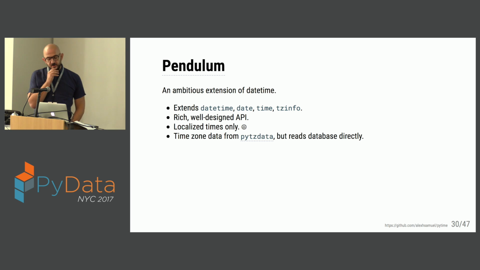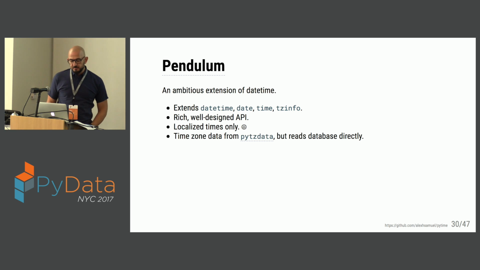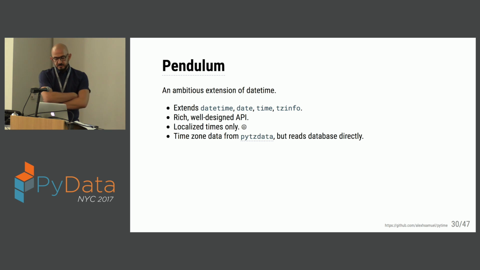And then the third derivative of datetime I want to talk about is called Pendulum, which is a very ambitious extension. It not only extends datetime, but there is an extension of the time class, an extension of the date class, and of tzinfo and timedelta. It is the only expansion package that provides all of these types, not just a datetime type. It only supports localized times, which I think is a feature, not a bug. It doesn't let you use naive datetimes. And because it doesn't actually wrap the types in the datetime package, it subclasses them, that means its types are drop-in replacements for other APIs that may require a datetime or a date or a time type. So that's a very handy feature as well.